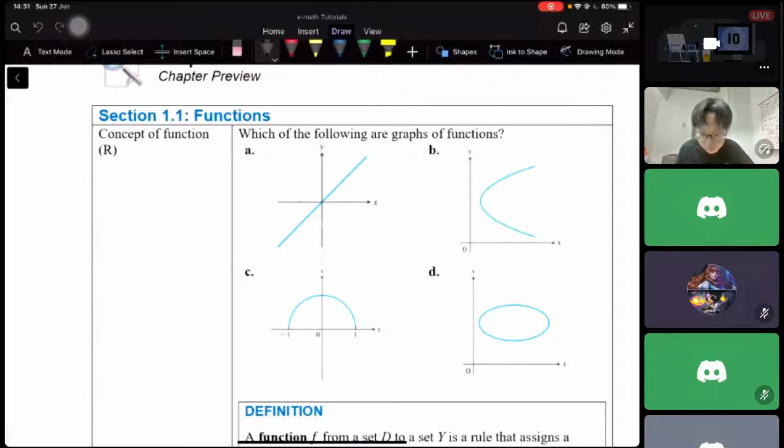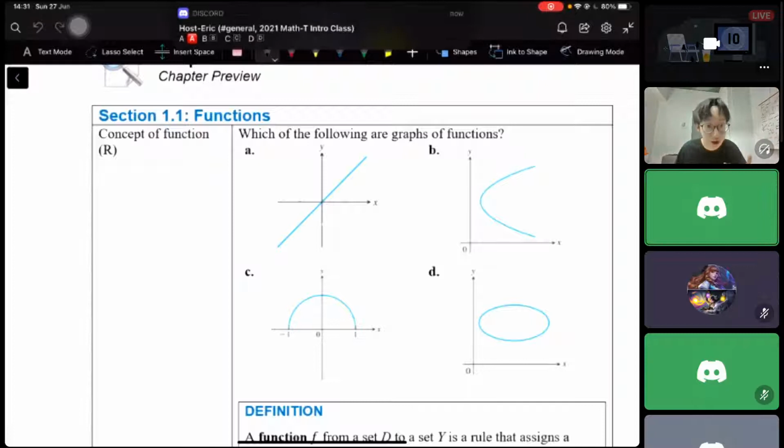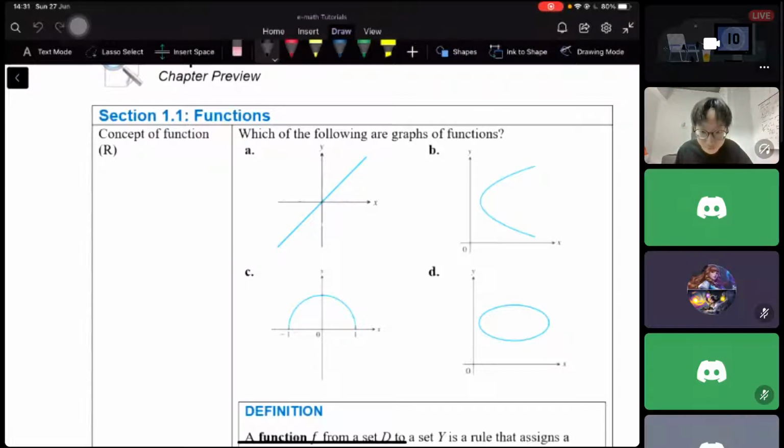So you go to the general tab. Maybe you need to exit, then go to the general chat and vote. If you think A is a graph of a function, just click on A. If you think B is a graph of a function, click on B. If you think C is a function, click on C. If you think D is a function, click on D. I give you 1 minute to decide.